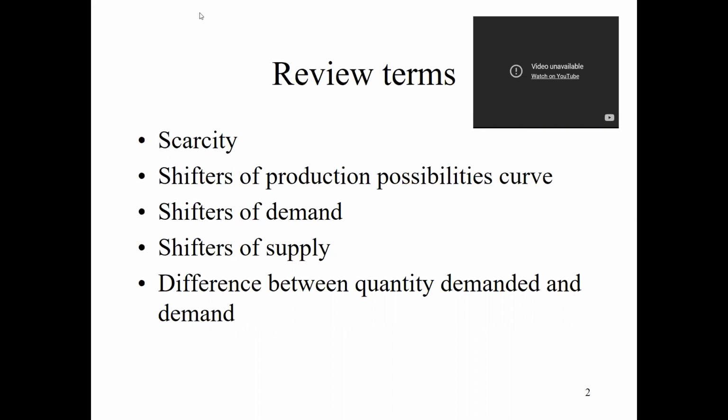Okay. The difference between quantity demanded and demand. A change in quantity demanded slides up and down the curve. It's caused by a change in price. A change in demand is shifting the whole curve. So a change in quantity demanded would be like going from $3 to $2. You would slide down the demand curve. A change in demand would be income doubles in the United States and the whole curve shifts out.